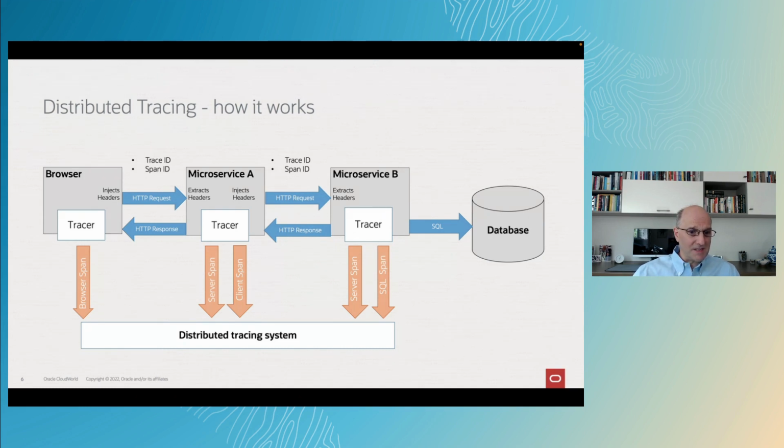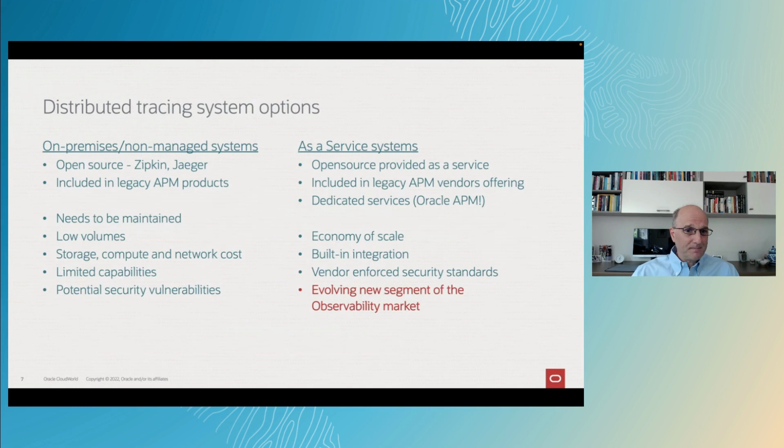The distributed tracing system at the bottom, this is the component. This is what Oracle APM is. This is what Jaeger is. This is what processes all this, takes all these spans, stores them in a database, and provides information on them.